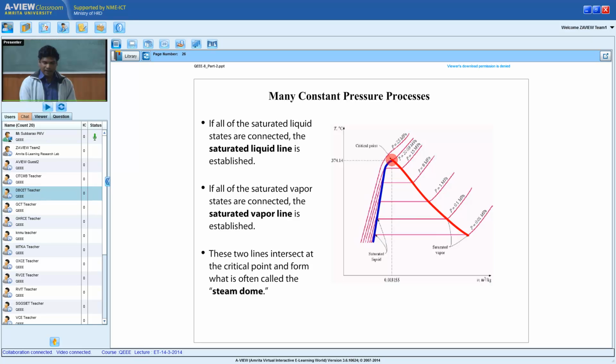The moment I cross this border, you see the line is becoming such that its volume is changing much faster than before. So there is still a turning point, or a cross. But the most important thing is that the two lines intersect at a critical point and form what is often called a steam dome. There is a closed envelope, which means the existence of this mixture is never for infinitely long.